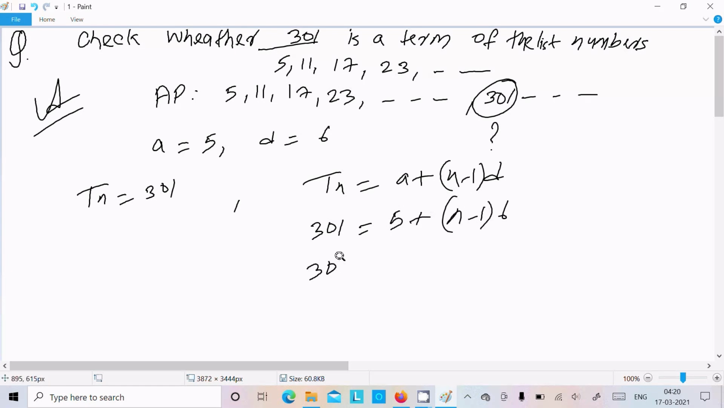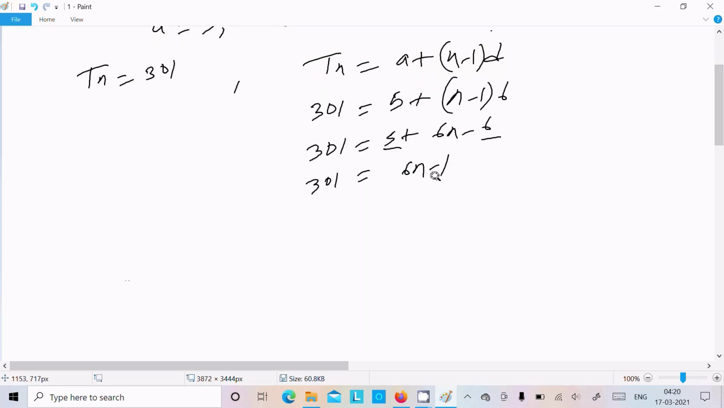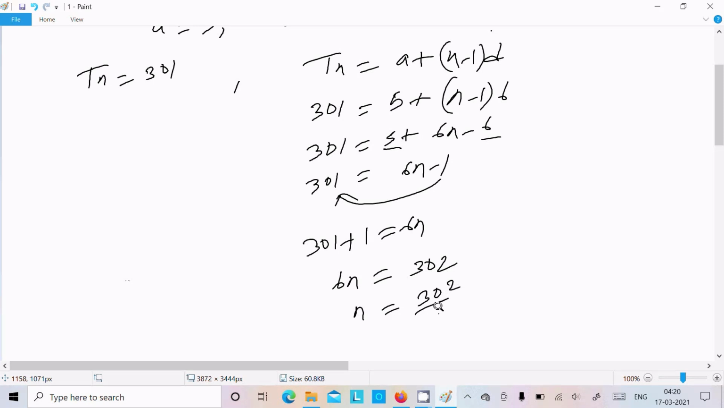So here 301 equals 5 plus (n minus 1) times 6. So here 301 minus 5 equals (n minus 1) times 6. Now this 1 is going to move to the right, so it becomes 301 minus 5 equals 6n minus 6. Here 6n equals 302. n equals 302 divided by 6.